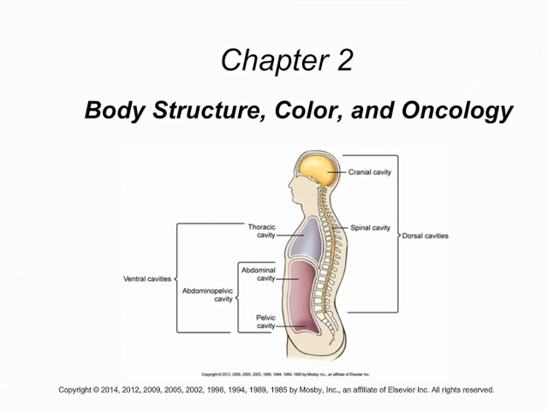Chapter 2 has a few different areas of focus, the first of which is body structures. So you're going to be introduced to all the different directional terms we're going to see in the textbook. Color, there's a lot of diseases and disorders that have different colors associated with them. And then oncology, so we're going to be introduced to words that have to do with cancer we're going to see throughout the textbook.